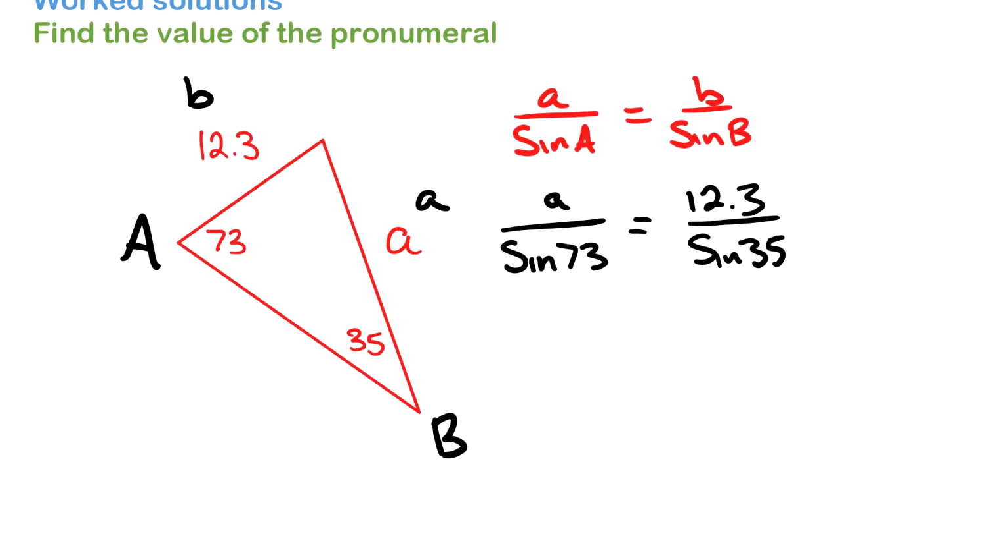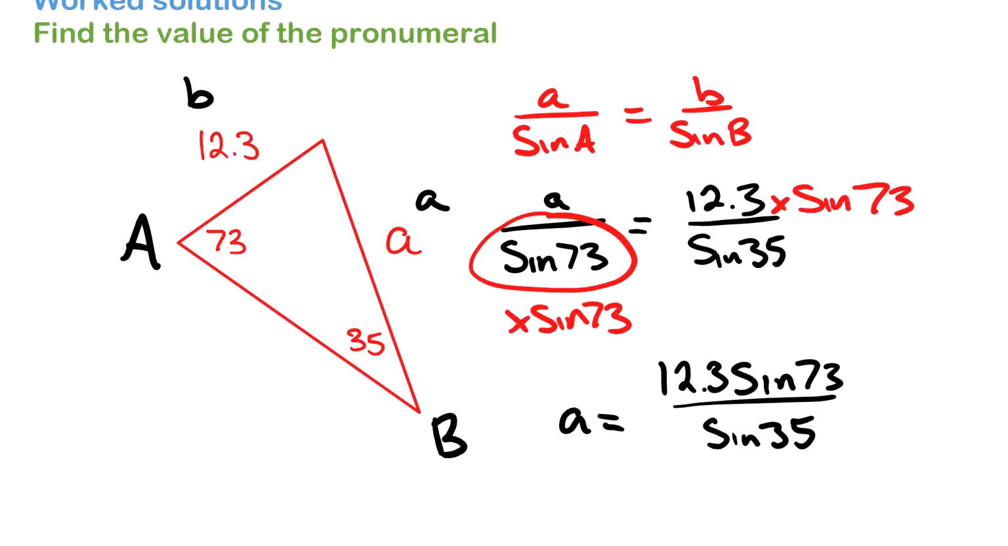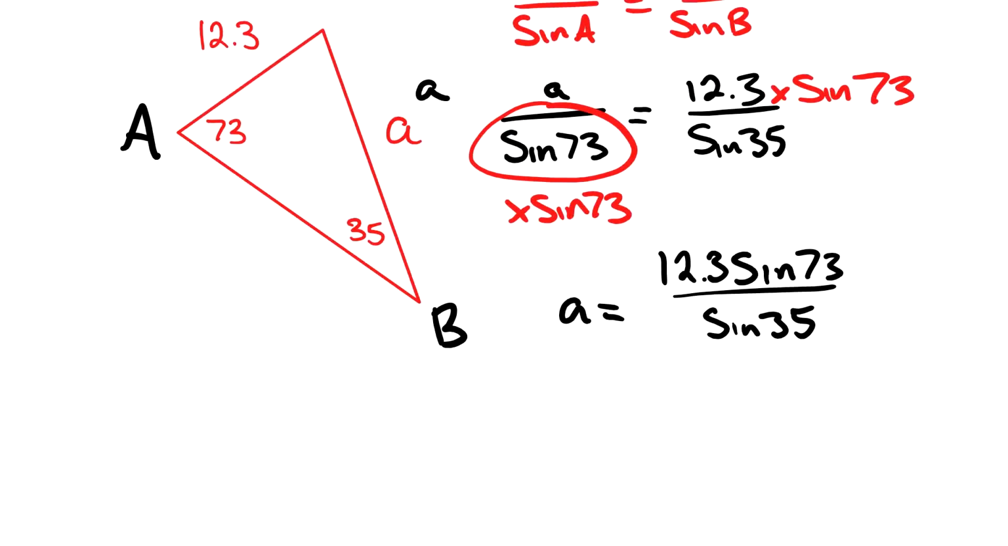Now it's your basic rearranging of these equations. I obviously want to have the lowercase a by itself. That's my subject. So to do that, I need to get rid of that divided by sine 73, and we can do that by doing the opposite of division, which is multiplication. So I'm going to times by sine 73. So a is going to equal 12.3 sine 73 over sine 35. At this point, you just put this straight into a calculator and you'll get 20.5 units. I don't know what the units are, so I'm going to write units there.